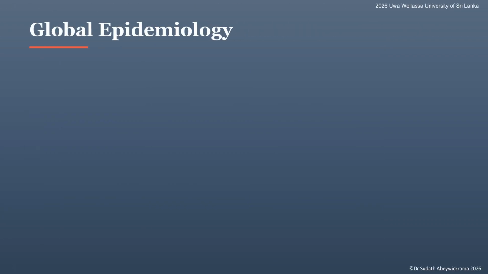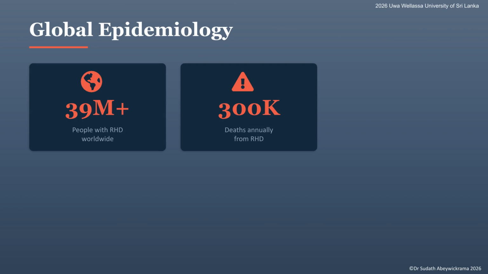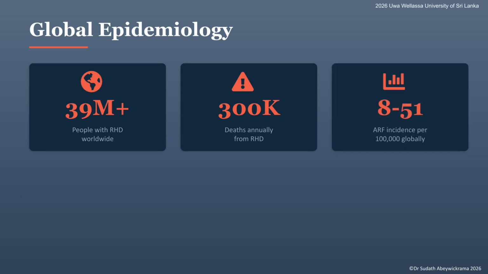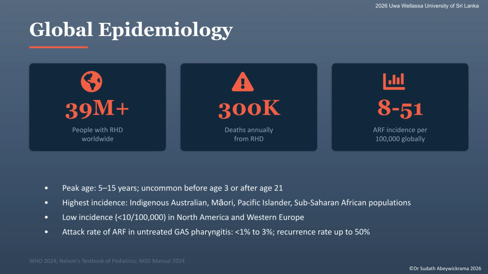Globally, RHD affects over 39 million people and causes 300,000 deaths annually. ARF incidence ranges from 8 to 51 per 100,000. Peak age is 5 to 15 years, with the highest incidence in specific populations like Indigenous Australians and Sub-Saharan Africans. The recurrence rate of ARF can be up to 50%.